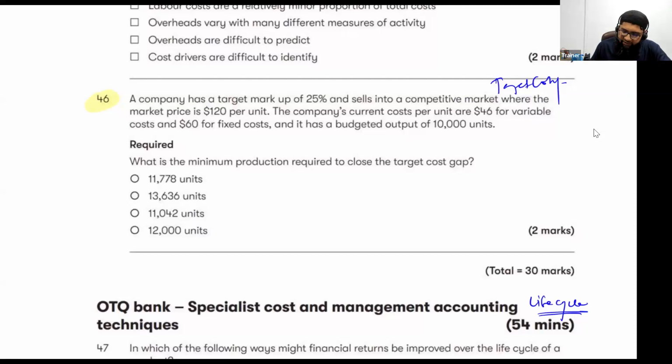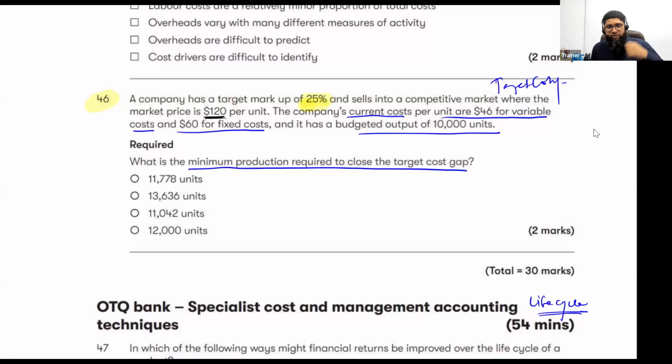Okay, now it says a company has a target markup of 25% and sells into a competitive market where the market price is $120 per unit. The company's current costs per unit are $46 for variable cost and $60 for fixed cost, and it has a budgeted output of 10,000 units. What is the minimum production required to close the target cost gap?